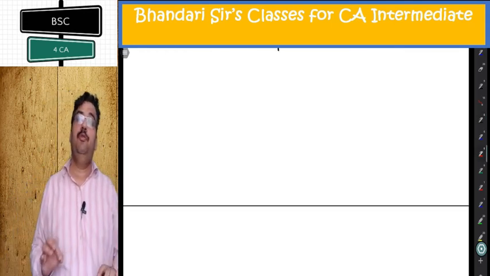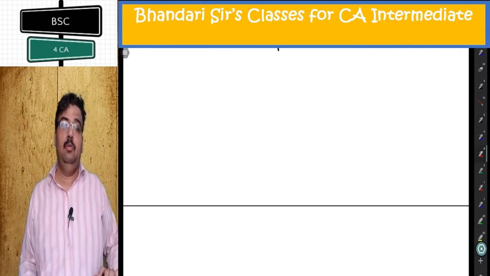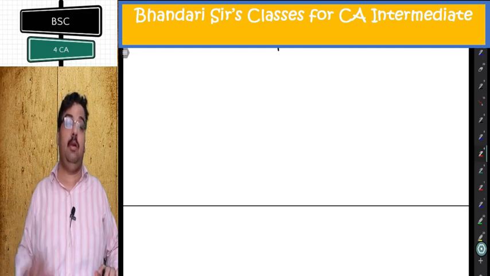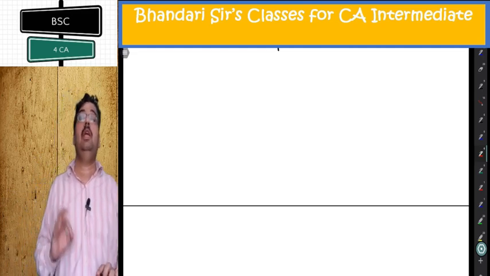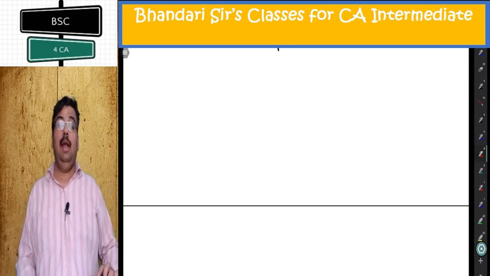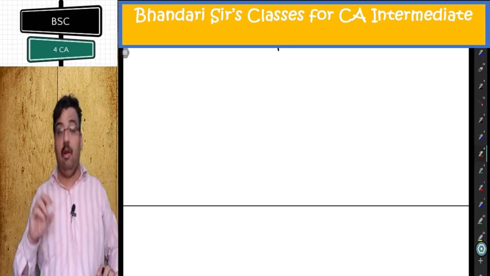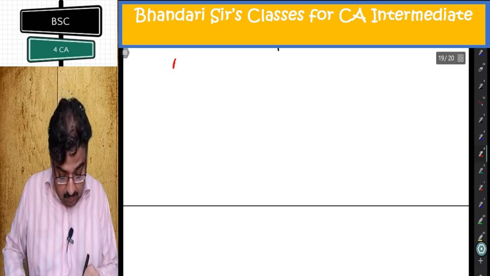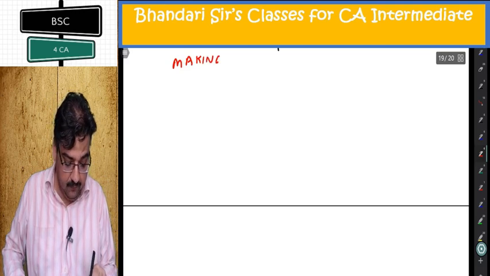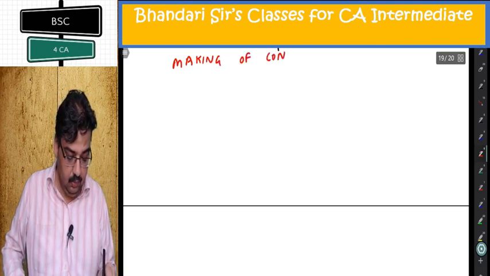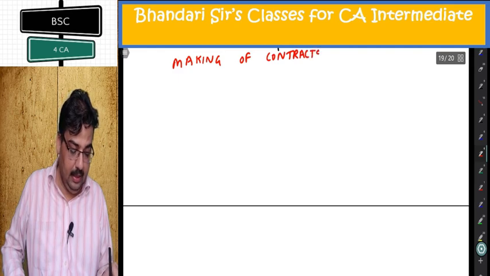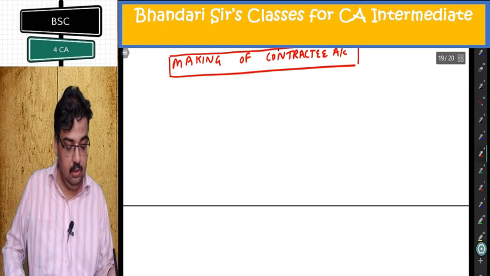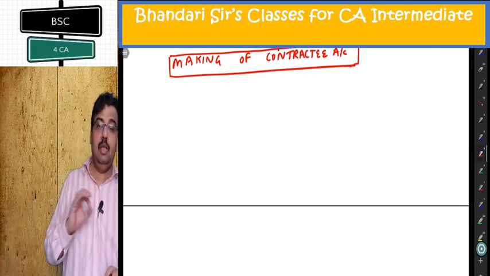Now here I am dealing with a few small concepts which are not dealt with in your institute study material, still they are relevant for contract costing. One of them is making of the contractee account, and the second is disclosure of WIP in the balance sheet of a contractor. So first is making of the contractee account. If you understand the journal entries better, the ledger can be easily made.